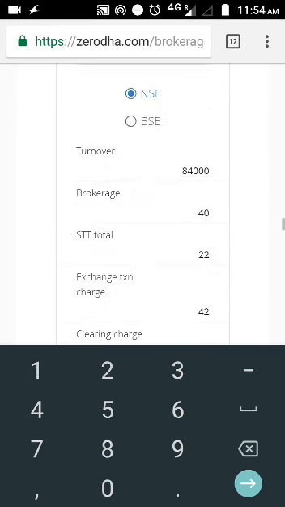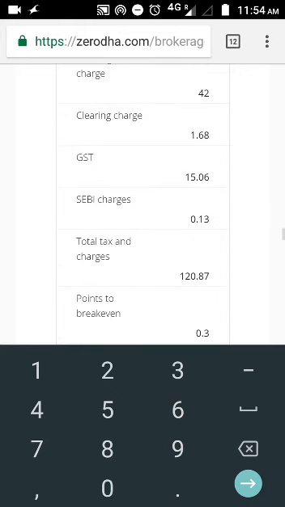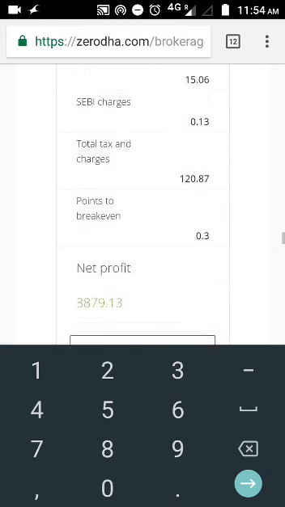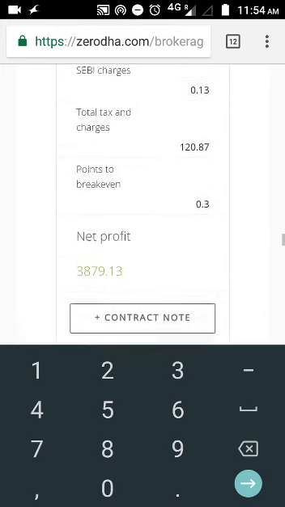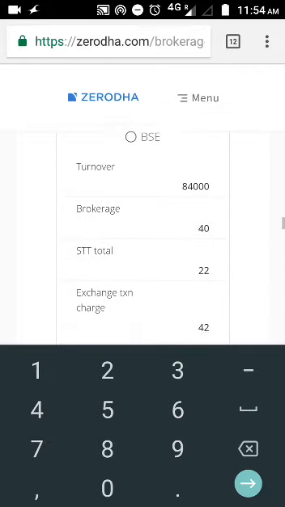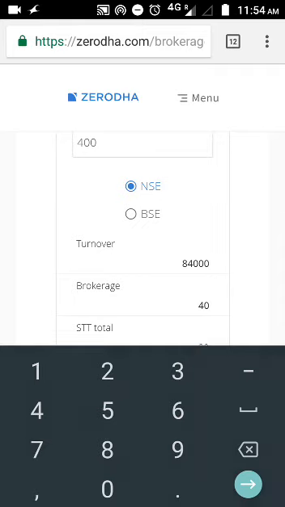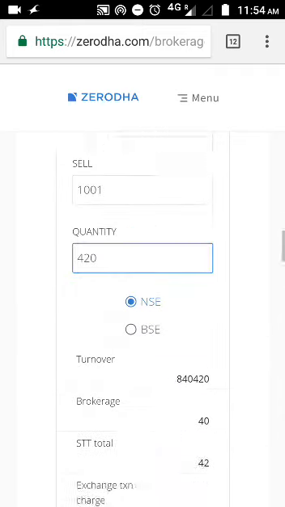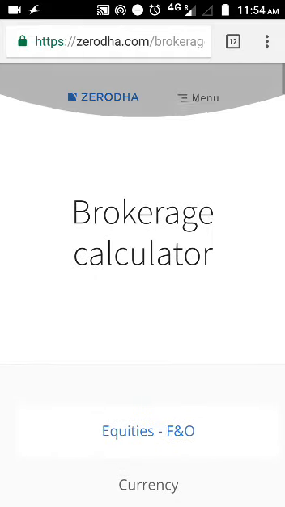And options are the same. So you have to see how different brokerages are charging you. Many people fail to realize this. They always think that making profit is more important. Yes, that is always important, but it's equally important to check the brokerages too.